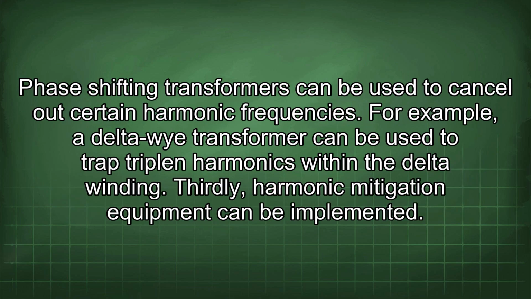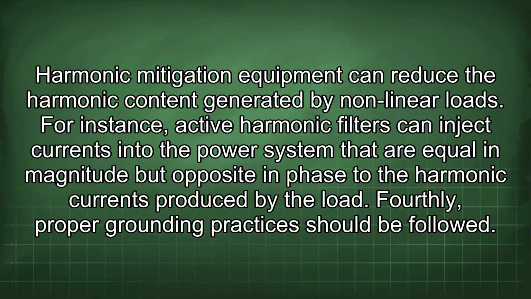Secondly, phase-shifting transformers can be used. Phase-shifting transformers can be used to cancel out certain harmonic frequencies. For example, a delta-Y transformer can be used to trap triplen harmonics within the delta winding. Thirdly, harmonic mitigation equipment can be implemented. Harmonic mitigation equipment can reduce the harmonic content generated by nonlinear loads. For instance, active harmonic filters can inject currents into the power system that are equal in magnitude but opposite in phase to the harmonic currents produced by the load.